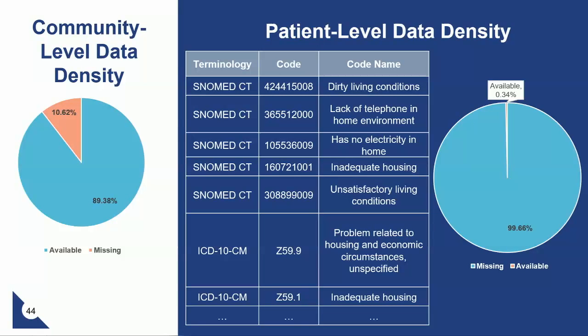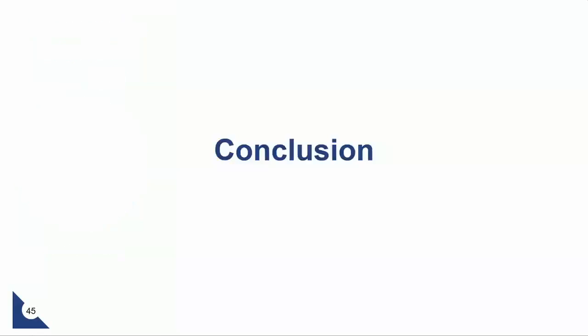And again, this is the distribution. We had a fair amount of discord between the amount of data available, less than 1% available on this community fact as well. And we think this adds to the overall picture.